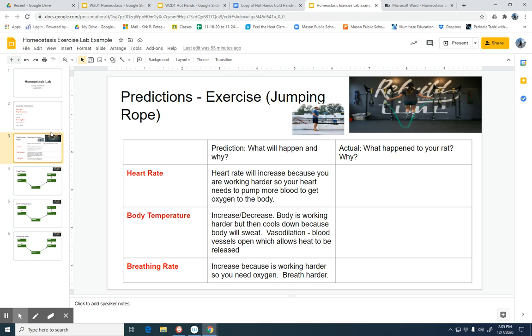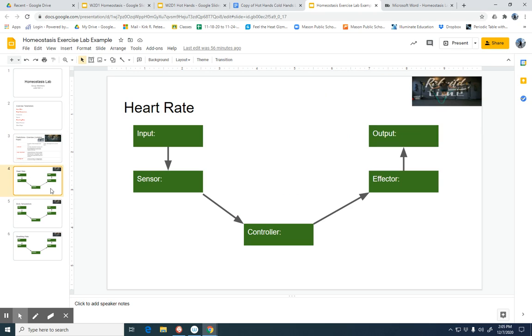So again, you can open up your lab and you can build these things into your lab if you are absent. We also built our feedback loops. We actually started completing these in our groups, but here is the template and what it looks like. So we made text boxes and we drew our arrows and so forth. And we just copy and pasted these slides. So we have one for heart rate, for body temperature, and breathing rate.